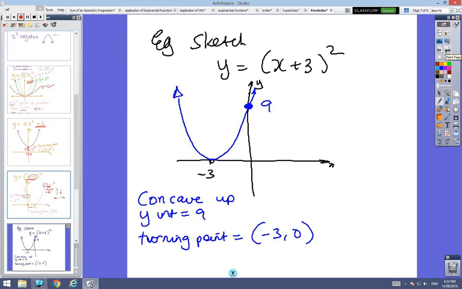So if I'm going to sketch (x + 3) squared, if I've got plus 3, I go backwards to minus 3, and then I draw my cup. Then 3 squared is 9, so the y-intercept is at 9. So it's concave up because it's a positive x squared, the y-intercept is 9, and the turning point is (-3, 0). Okay, come across when you're ready.